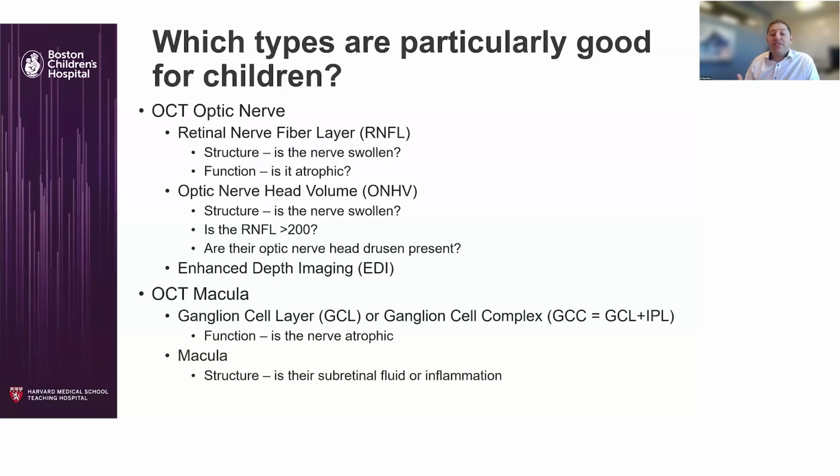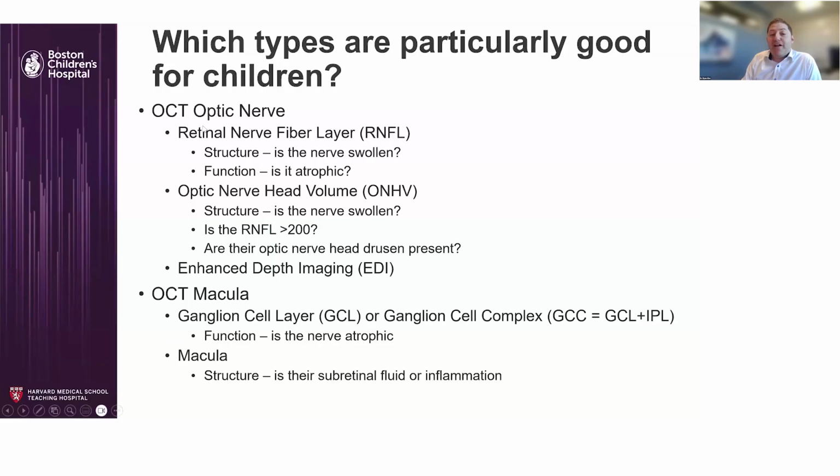And then in terms of the OCT macula, I'm looking for subretinal fluid, inflammation in the vitreous, again, structure. So these are your two questions. Are you looking for structure? Are you looking for function? I really like the OCT macula because one scan can give you both of these.